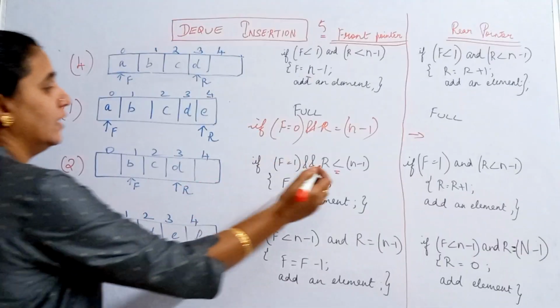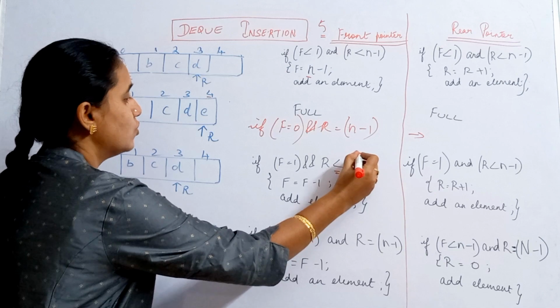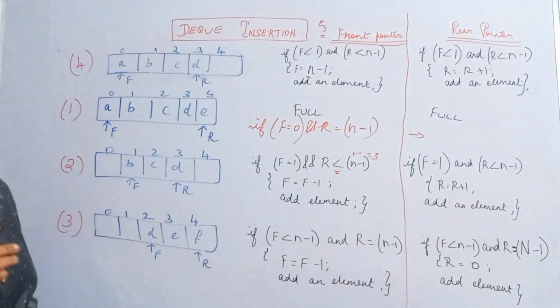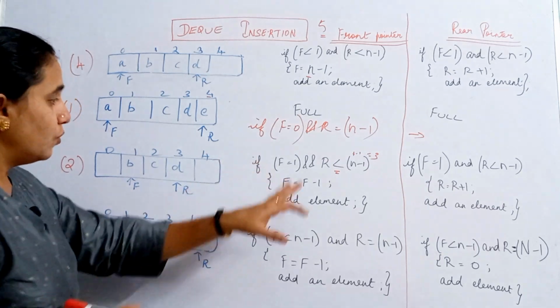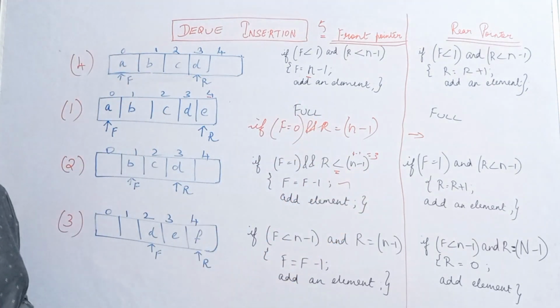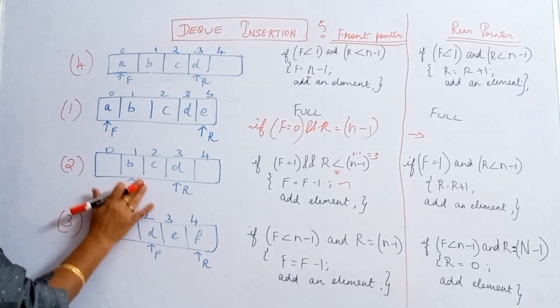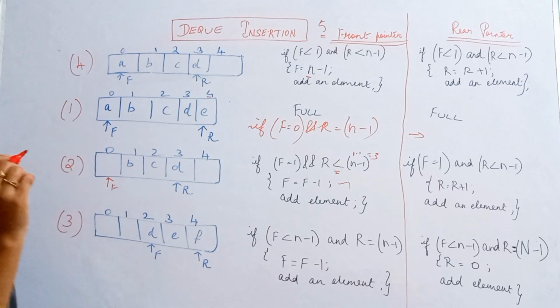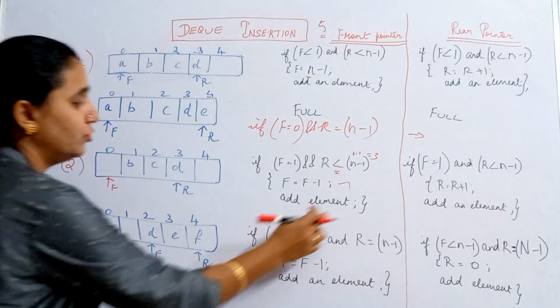So what is n? The n value is 4. So 4 minus 1, you will get the value as 3. So this condition is also satisfied. Suppose both are satisfied, we are decrementing the front pointer by one move. What will happen? We are decrementing the front pointer here, right? Decrement, and I am going to add the element.